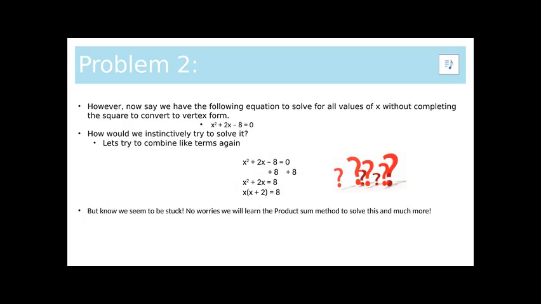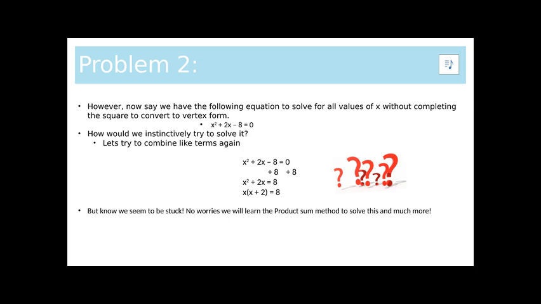Okay, now let's look at another problem. So now we have an equation that is in standard form. So without changing it, how would you first start to look at it? Well, if we try the same method that we just tried, let's try to isolate and get x by itself. So let's add 8 to both sides. And now we have x squared plus 2x equals 8.